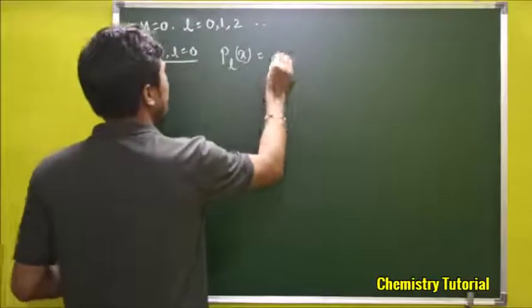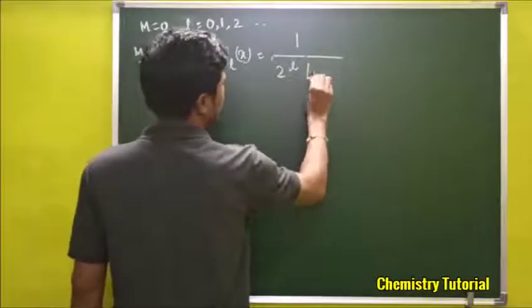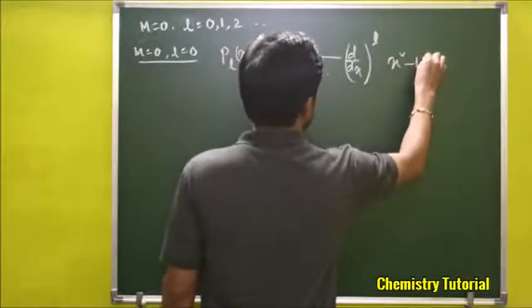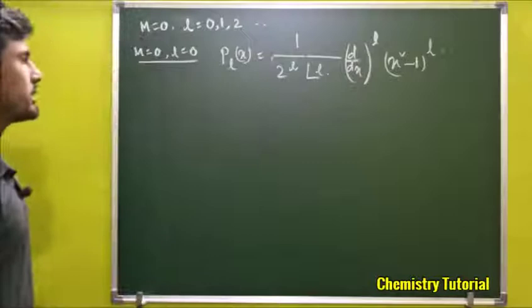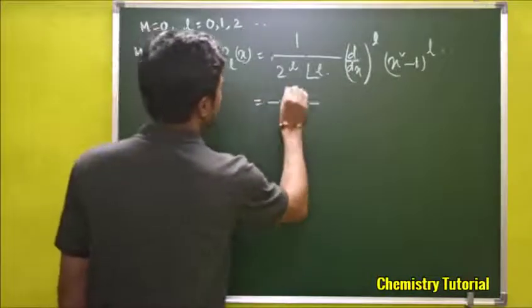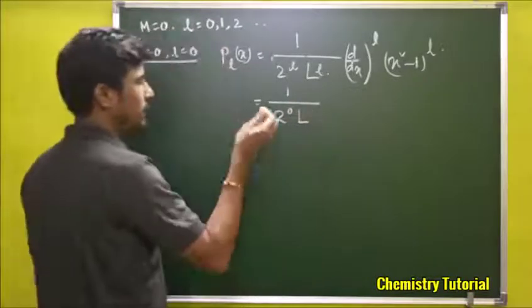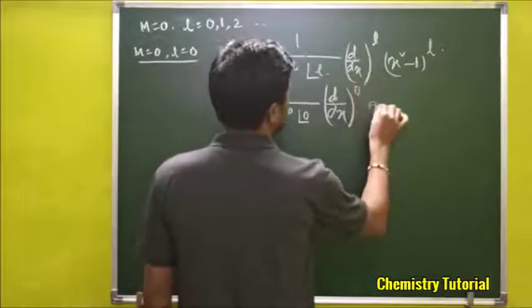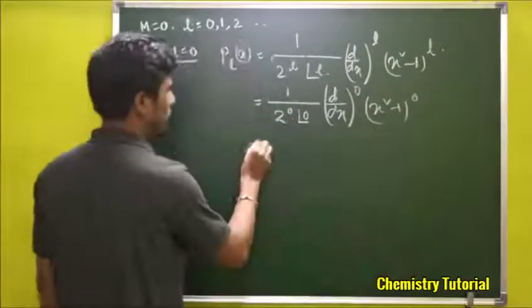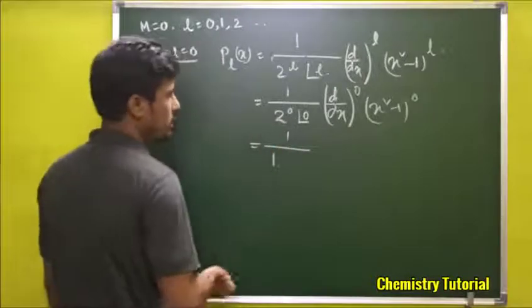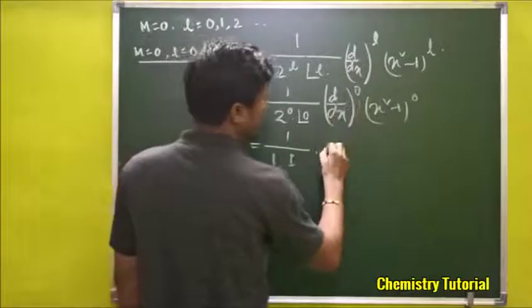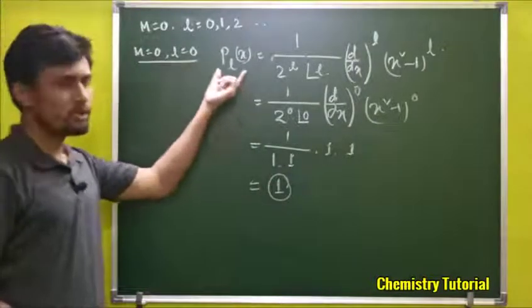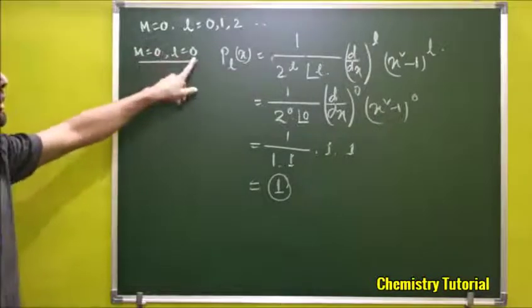So what will be the Legendre polynomial? It is 1 by 2 to the power L factorial L, d/dx up to L terms, of x square minus 1 to the power L. So this is the expression for the Legendre polynomial. Here we will put L equal to 0: 2 to the power 0, factorial 0, d/dx up to 0 terms, and x square minus 1 to the power 0. Anything to the power 0 is 1. Factorial of 0 is also 1, and this is also 1. So your result is 1. So this is the solution of the polar part when m equal to 0 and L equal to 0.